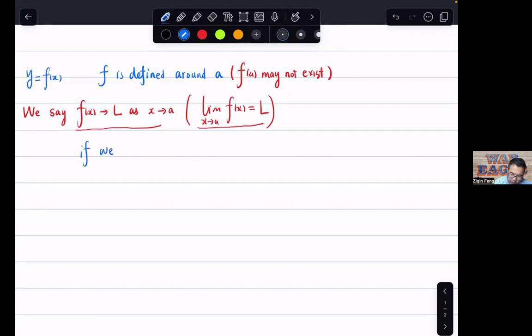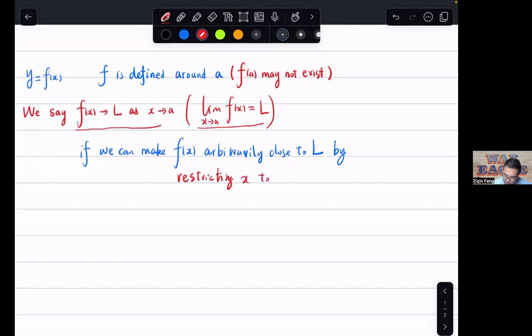If we can make our function value f of x arbitrarily close to L, by restricting x to be sufficiently close to A, but because f of A may not exist, but not equal to A. Not equal to A, because if you plug in A, the function value may not exist.